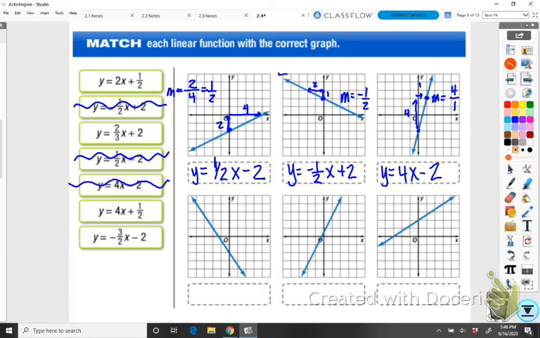On the bottom, this one has a negative 2 intercept, so that's going to be the minus 2 at the end. The slope to get to this point here would be a rise of 1, 2, 3, run 2, so that's 3 over 2, and it's slanted negatively, so that's your m, negative 3/2 x. So that's this last one.